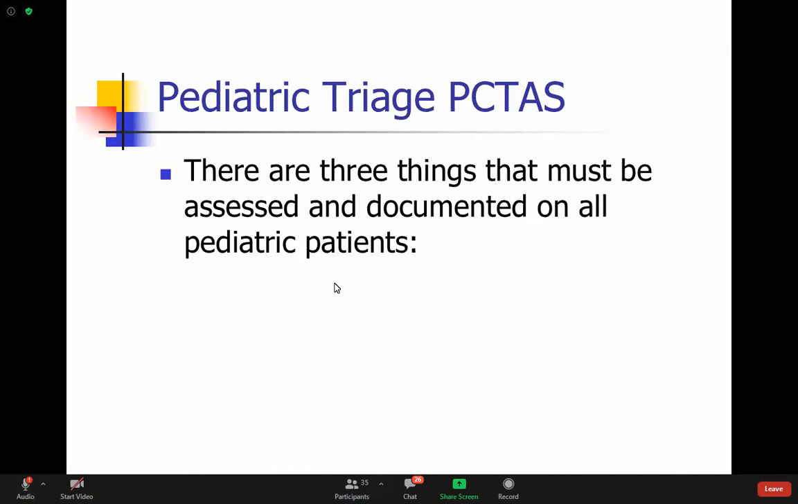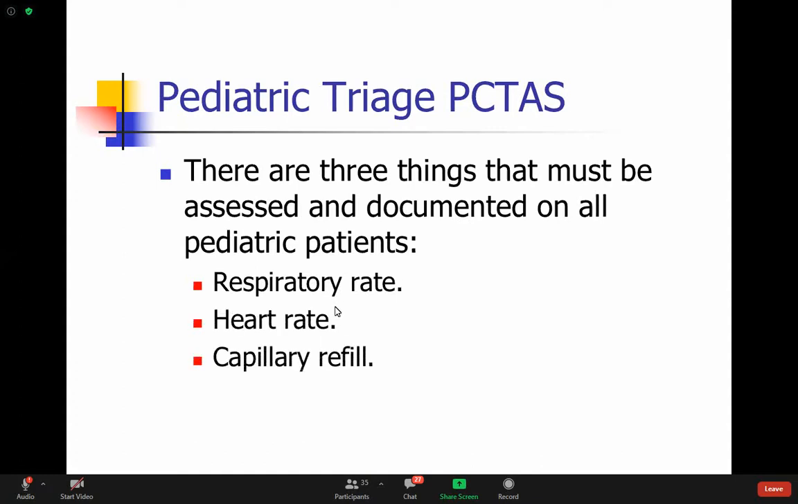Is he breathing with difficulty? And this usually applies to pediatric patients in terms of assessing their condition. Respiratory rate is part of the vital signs. Heart rate is part of the vital signs. Cap refill is something that you have to check in those patients.